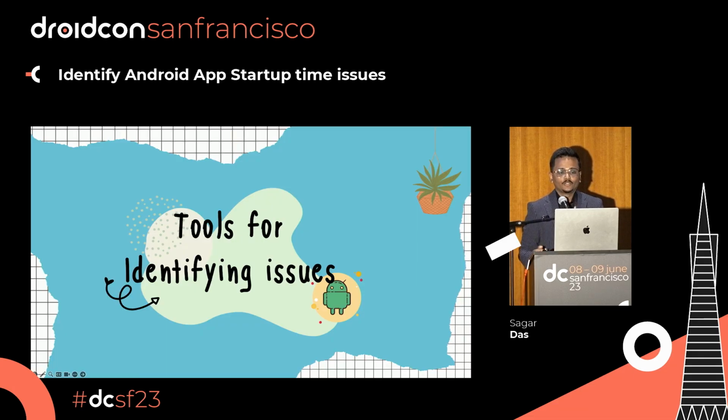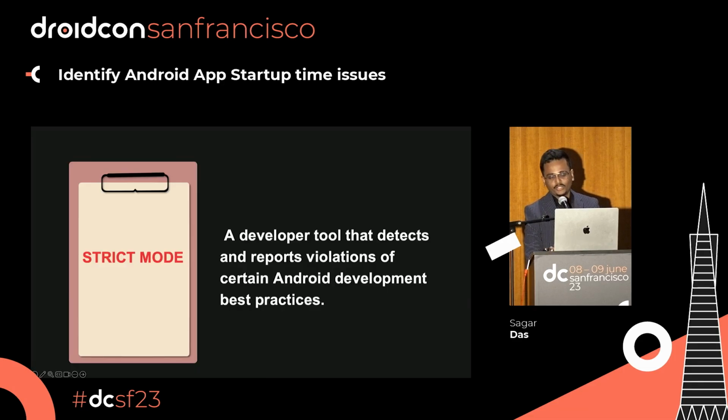All right, now let's move along to the tools for identifying issues. I mentioned in the beginning of the talk that identifying issues with your app startup time is an inexact science. I wish it was exact, but there are definitely a few guidelines which you can use. I'm going to talk about 3 tools which I have used, which have helped me personally in my work or passion projects, or just working for the community. So let's start with strict mode.